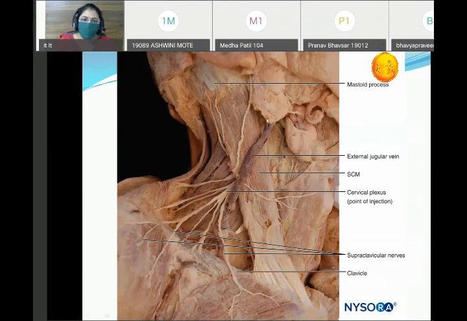This is the dissected part of the posterior triangle, where you can find the posterior border of the sternocleidomastoid and the anterior border of the trapezius. This is the middle third of the clavicle, and these are the cutaneous nerves. This is the transverse cervical nerve. This is the greater auricular nerve. This is the lesser occipital nerve, and these are the supraclavicular nerves, which are divided into three branches: lateral, middle, and medial. This is a small video.